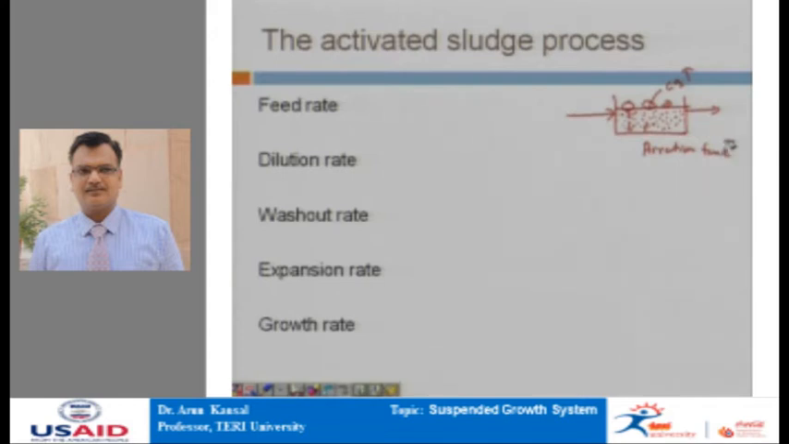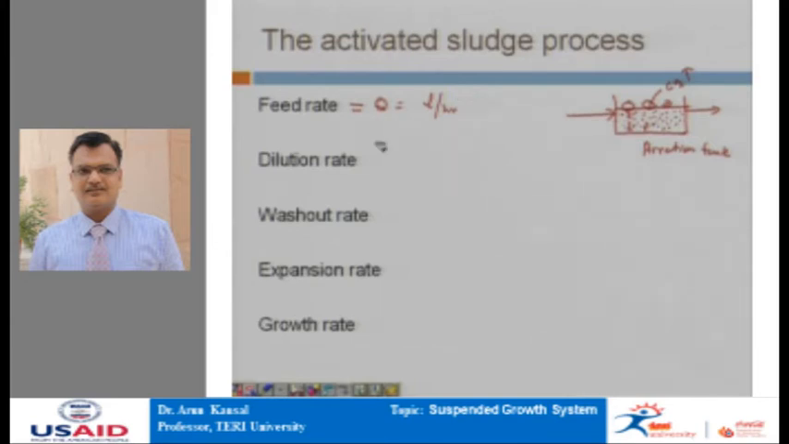So, in the aeration tank we have a very high concentration of microorganisms under mixed conditions. They are suspended in the water, which is why it is a type of suspended growth system. Now, in the context of this aeration tank, let us understand these terms. First is the feed rate. Feed rate is nothing but the discharge of the wastewater, expressed as liquid volume in liters per hour or cubic meters per hour, so volume per unit time.